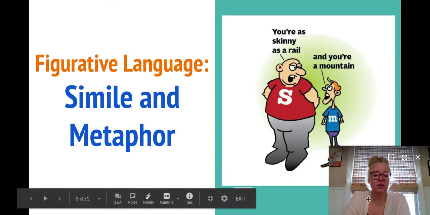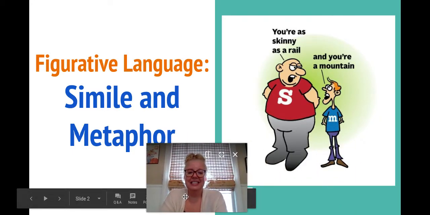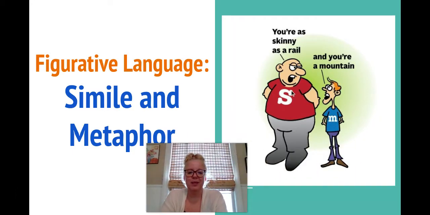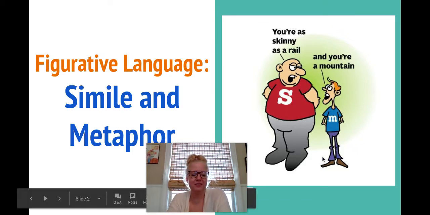And I found this cute little cartoon. Here's Mr. Simile with an S. "You're as skinny as a rail." And here's Mr. Metaphor: "You're a mountain." So as we talk about what simile and metaphor are, this will make a little more sense, but I thought it was cute.